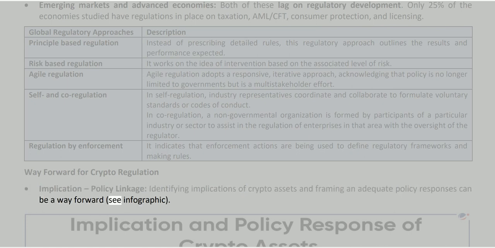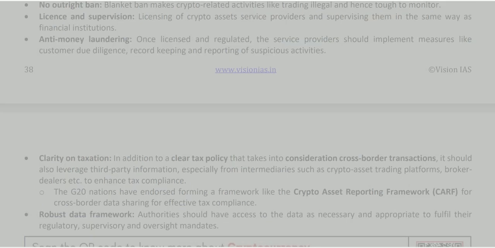See infographic. No outright ban. A blanket ban makes crypto-related activities like trading illegal and hence tough to monitor. License and supervision. Licensing of crypto asset service providers and supervising them in the same way as financial institutions.